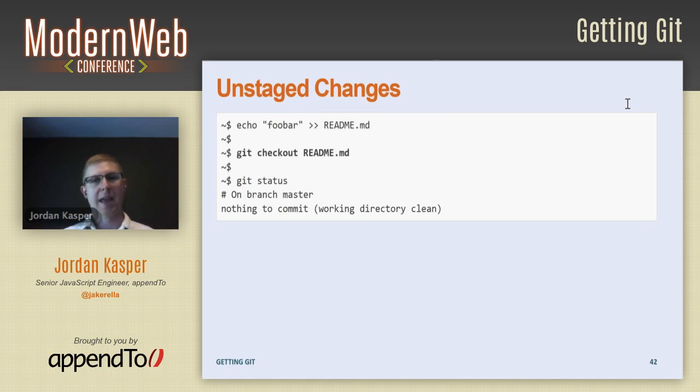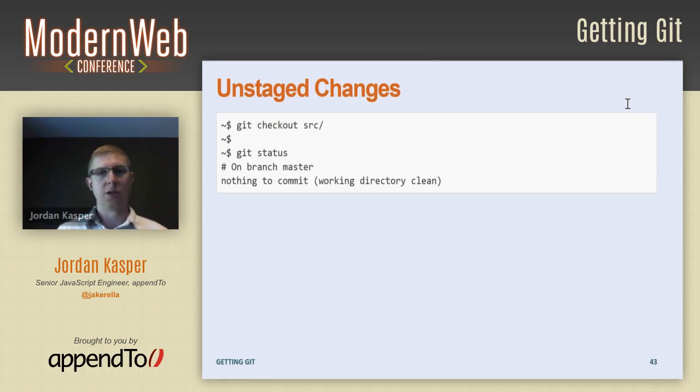We just do git checkout readme.md, and when we do git status after that, you can see that there's nothing to commit. You're on branch master, and the working directory is clean. So that's a very simple way. If you have unstaged changes, just check out the file, and that clobbers whatever changes you've made.